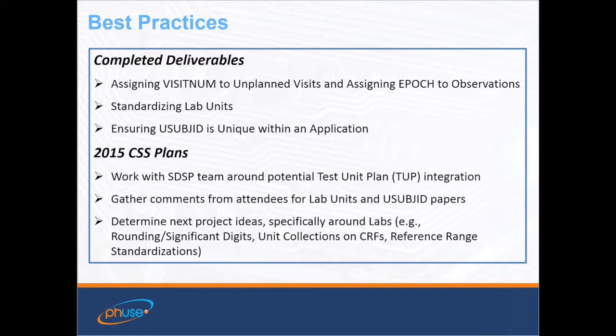So one of the big aspects is around labs. And so some of the ideas that had been floating around throughout the year have been around rounding and significant digits, how to collect units on CRFs, different reference range standardization. So do you take the percentage or the actual absolute value? So there's a lot of potential, and so there's going to be a need for the attendees to really step up and be involved with where this group really ends up going.